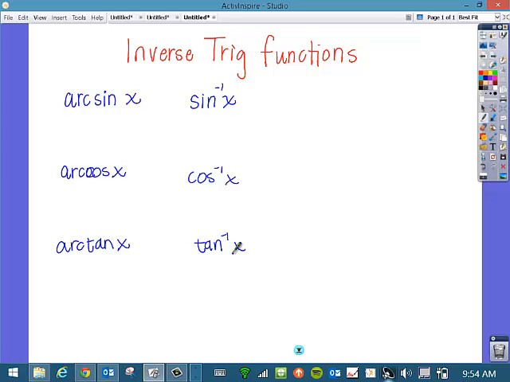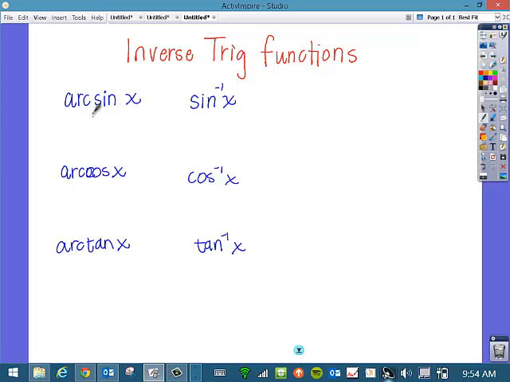And these also work for those reciprocal functions, so cosecant, secant, and cotangent. Basically, an inverse trig function is where you are trying to figure out what the angle is. So we are going to give you the value, and you have to figure out what the actual angle itself is. But there are some restrictions on the domain and range of these inverse trig functions.